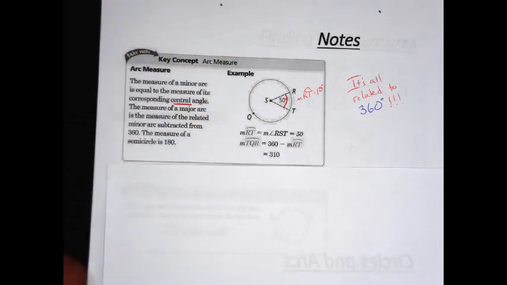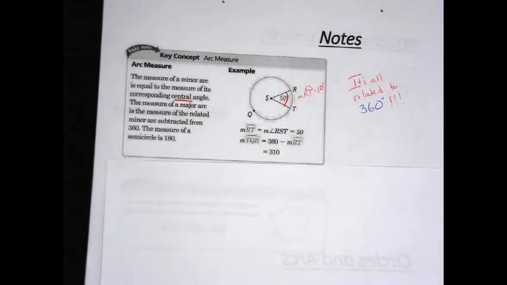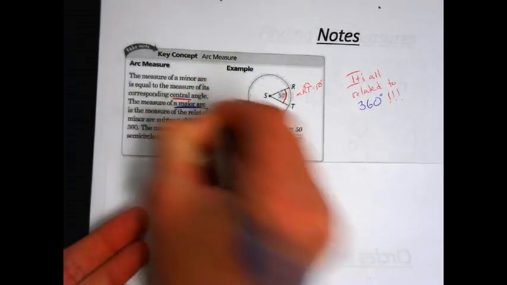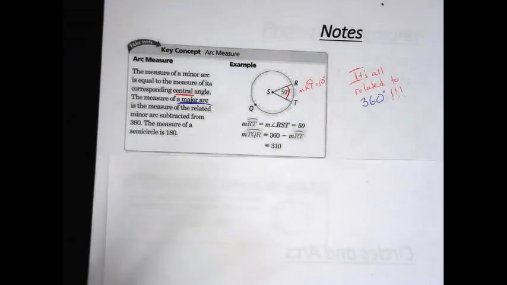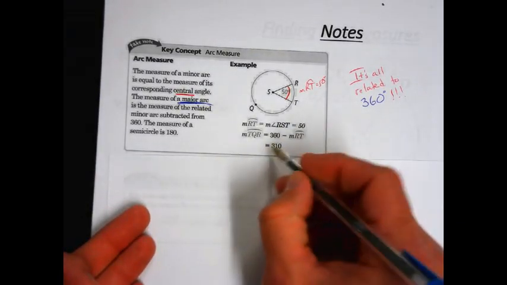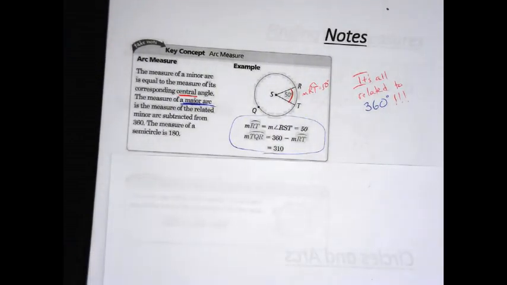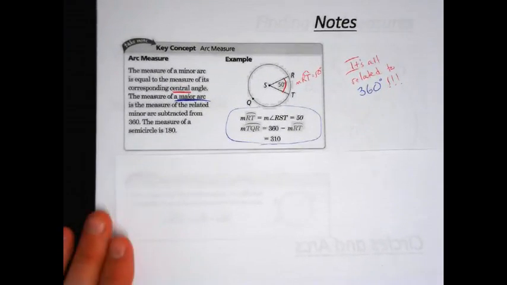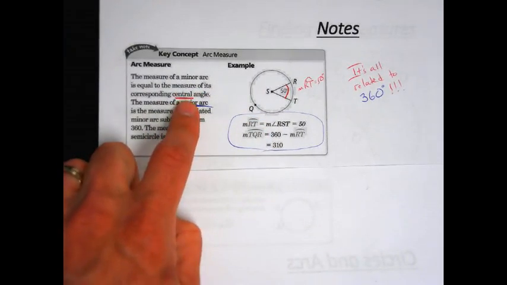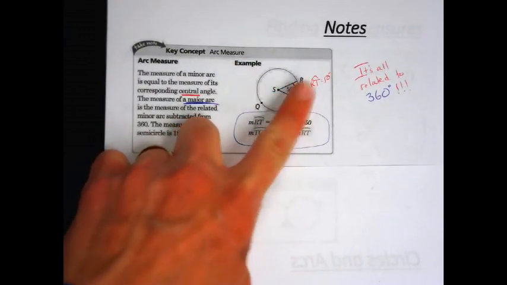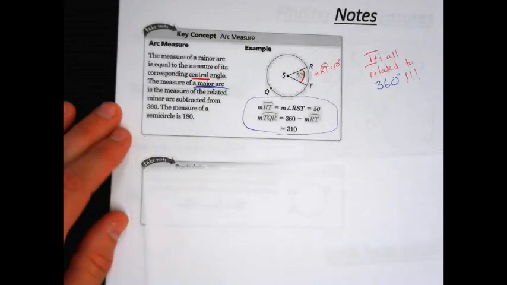As long as we know it's all related to 360 degrees around. So why is it important to know it's 360 degrees around? Because what if we were dealing with a major arc? If all we knew was the measure of the minor arc, of course we would take that away from 360. So an arc measure is equal to the measure of the corresponding central angle, and everything relates to 360 degrees.